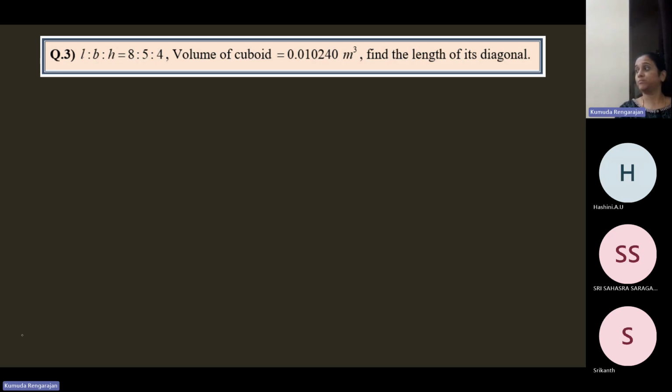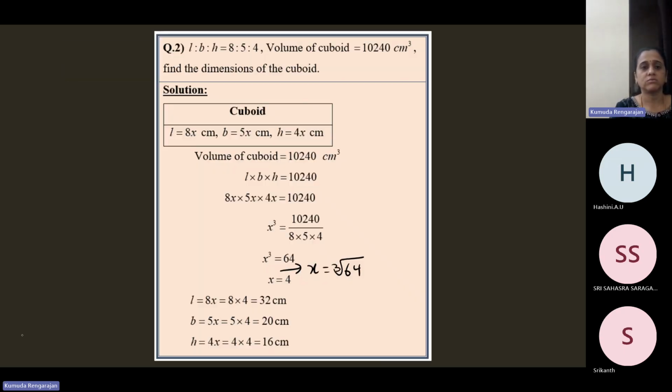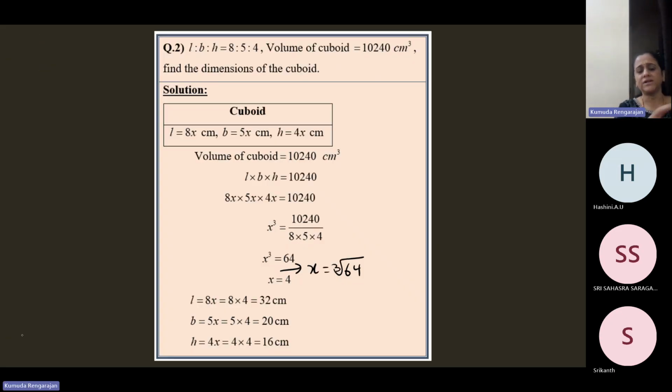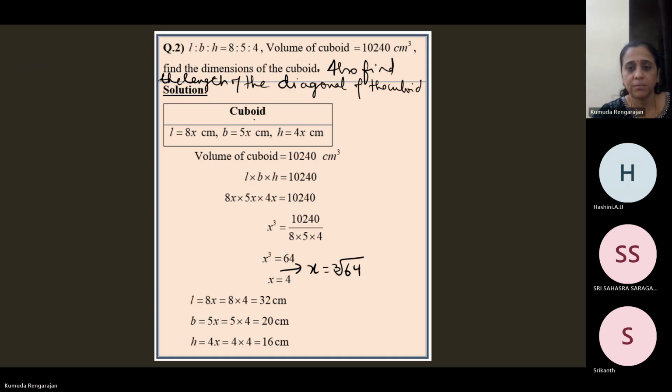Yeah, this question is for you. So here also, 8 is to 5 is to 4. Now continue here, children. Find the length of the diagonal for this question. Find the dimensions of the cuboid. Also find the length of the diagonal of the cuboid. Please work that. Same question.